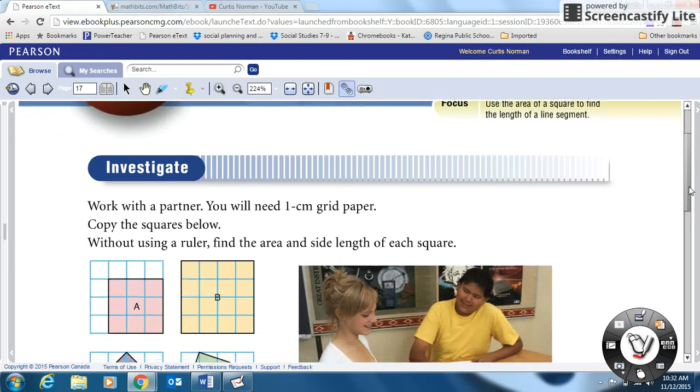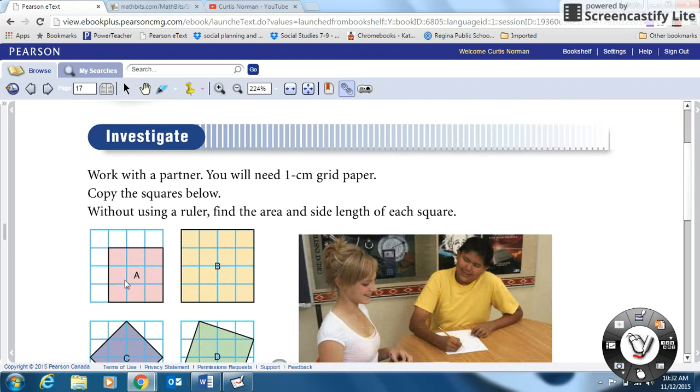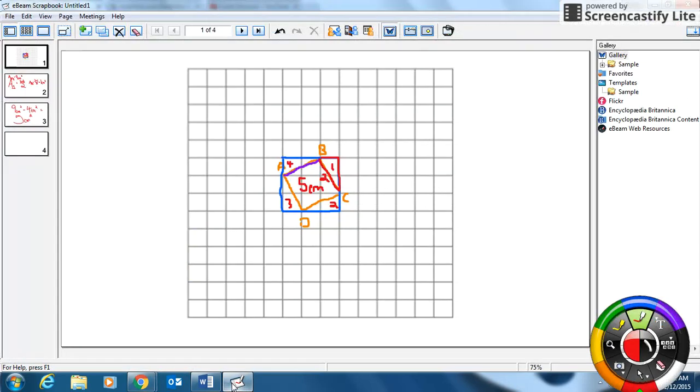Let's look at square A. Okay, so if I told you the area of a square was 9, would you be able to figure out the side length? Yeah. What you would do is say, what's the square root of 9? And it's 3. So let's go over here and let's do another example.